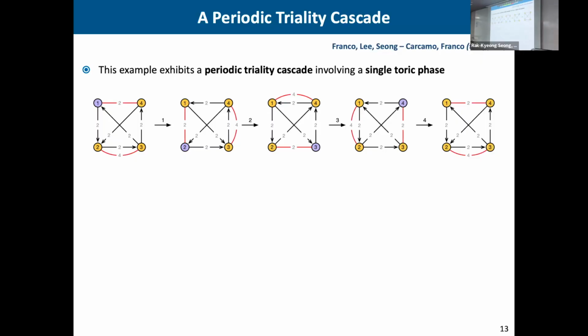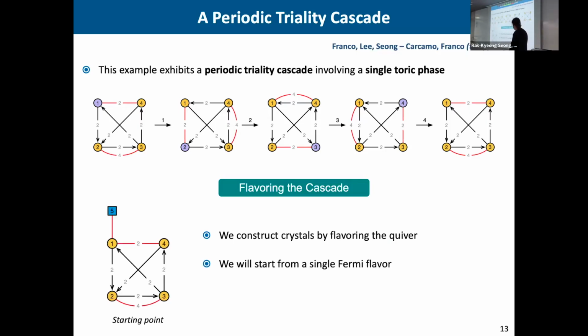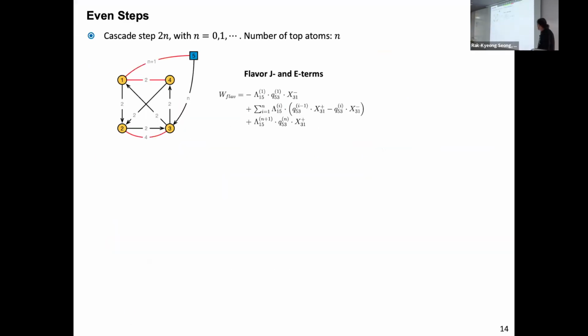Right? Very good. So I want to add flavors to this thing. I want to construct crystals by adding framing flavors, and I will start from a single Fermi flavor, right? I want to do that because I want to generate finite things, and this is the most obvious and basic configuration in which I have more Fermis than chirals, such as 1 Fermi and 0 chirals. And this property is going to be conserved by the cascade, right? So this will lead to finite crystals.